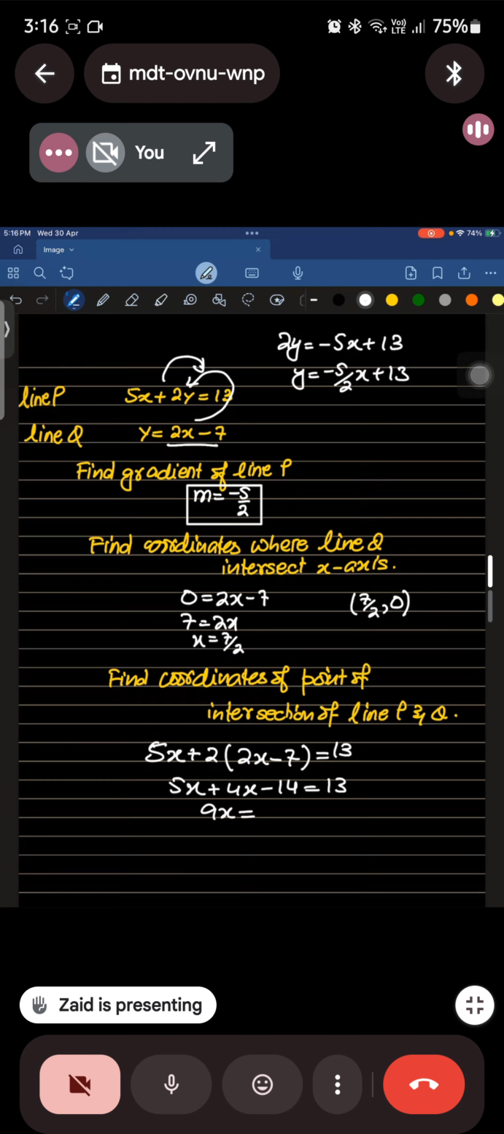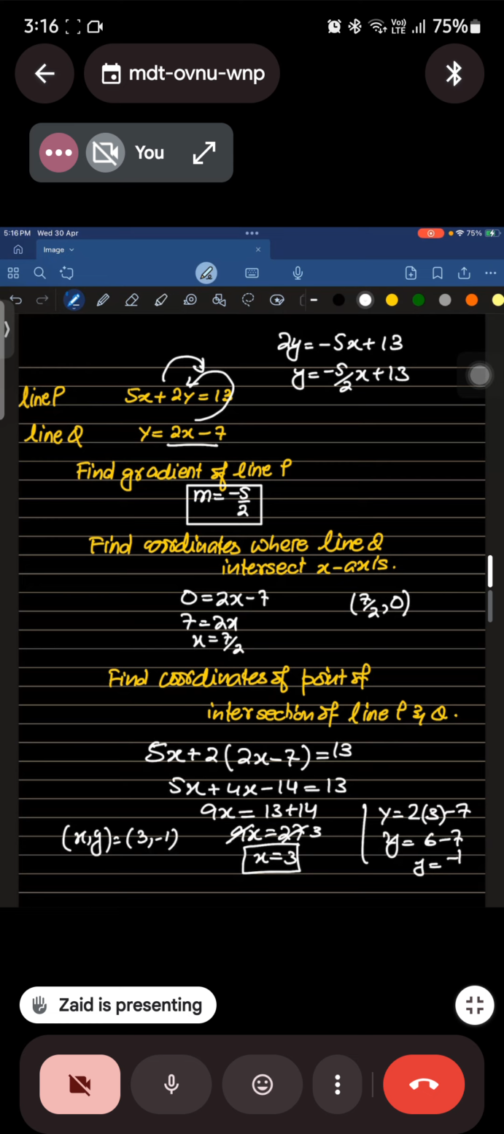9x equals to 13 plus 14, so it's 9x equals to 27. Sir, answer is 3. Okay, so x is 3. When x is 3, y can directly be found: 2 times 3 minus 7, so it's going to be minus 1. So the coordinates where the two lines cut each other is (3, minus 1). Okay?